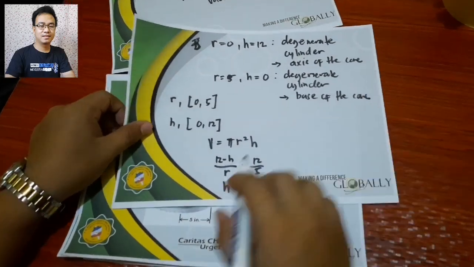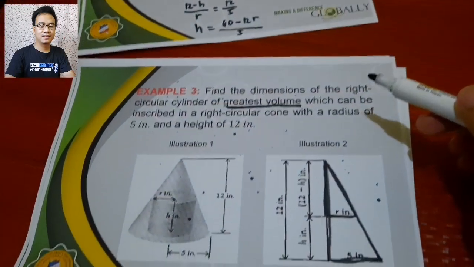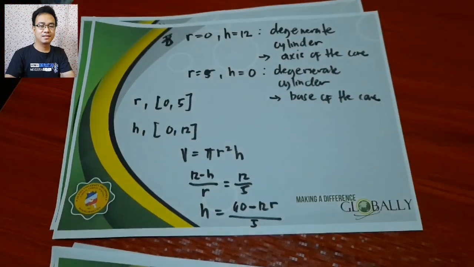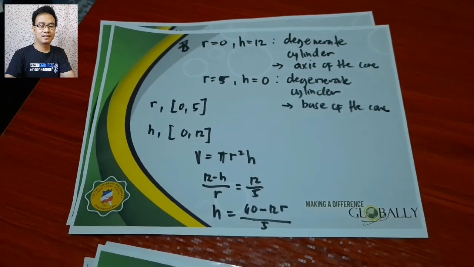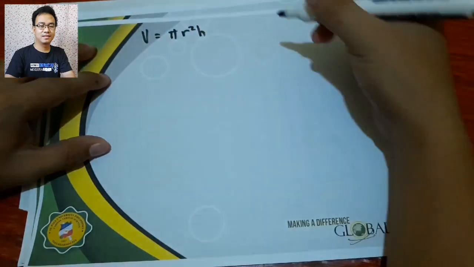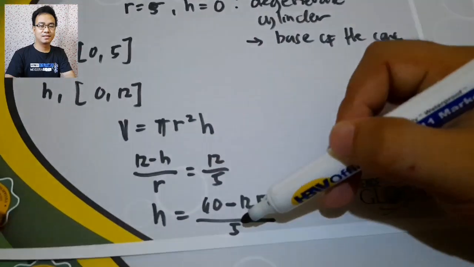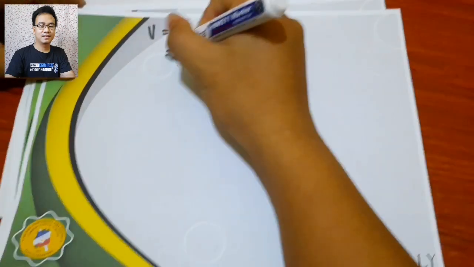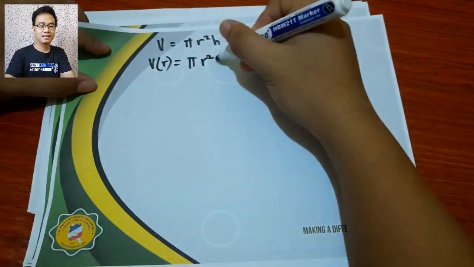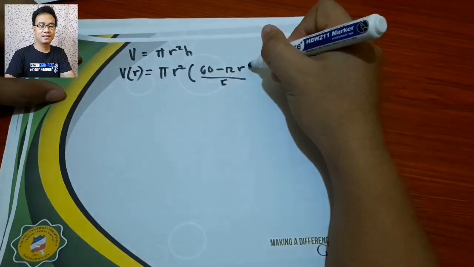Okay. We have this H, we have the formula. Now substituting the value of H in the formula will give us V equals pi r squared times height. We have H to be equal to 60 minus 12R over 5. So we have, in terms of R, V of R will then be equal to pi times R squared times 60 minus 12R over 5.